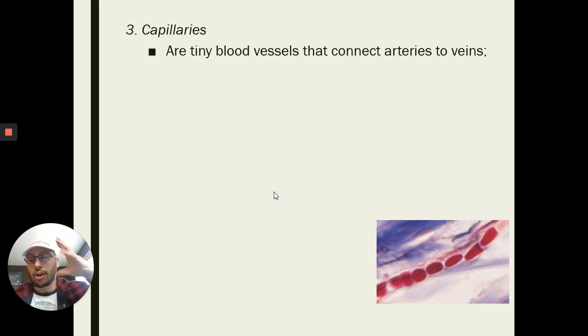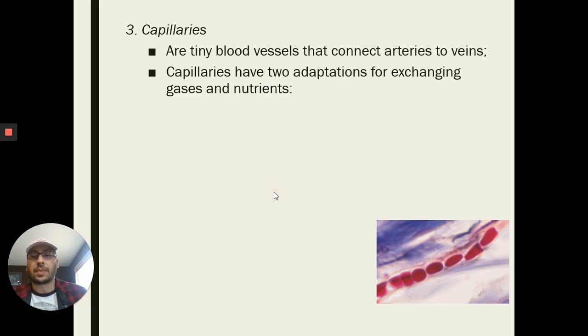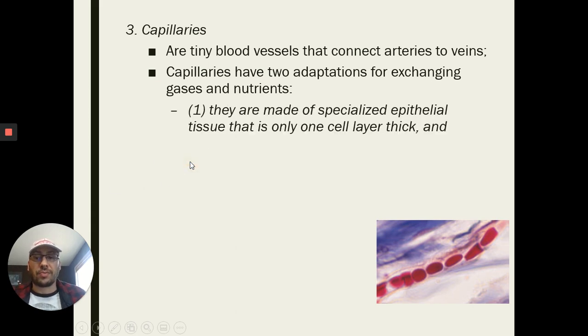So here we have the arteries, the red blood, the oxygenated blood. Here we have the veins, the deoxygenated blood, and they connect. Okay, and typically when you see a picture, one half is red, one half is blue. Okay, capillaries are very important because this is where gas exchange and nutrient exchange occurs. Okay, and they have two very important adaptations that are the reason for this.